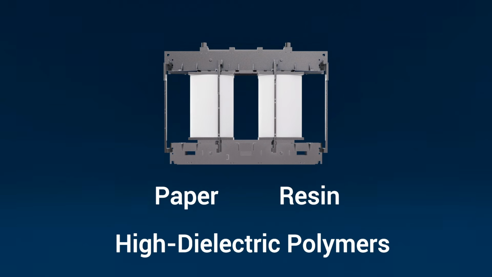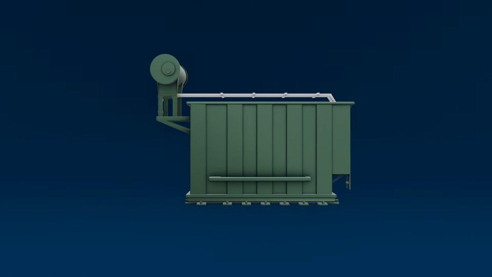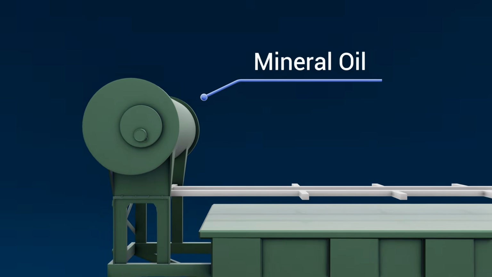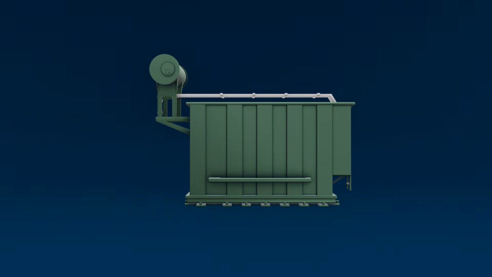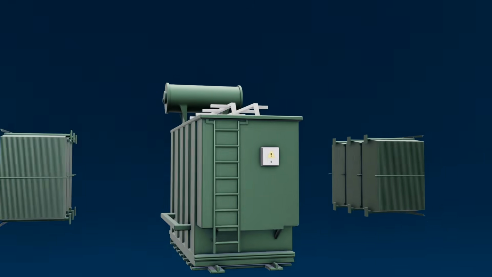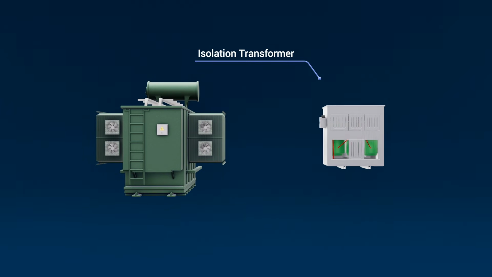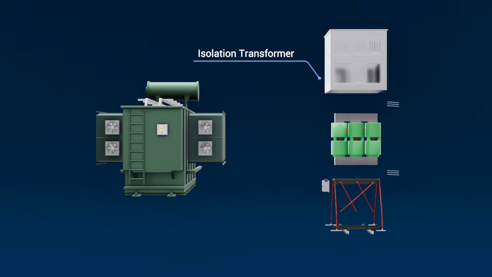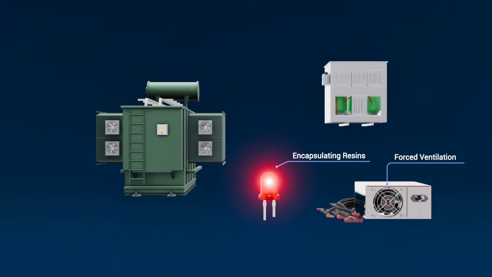polymers. To keep everything stable, large transformers are immersed in cooling mediums, typically mineral oil or modern synthetic alternatives. The oil doesn't just insulate, it circulates heat away from the coils, sometimes aided by radiators or forced pumps. Smaller distribution transformers rely on natural air cooling, while compact electronics often use encapsulating resins or forced ventilation.